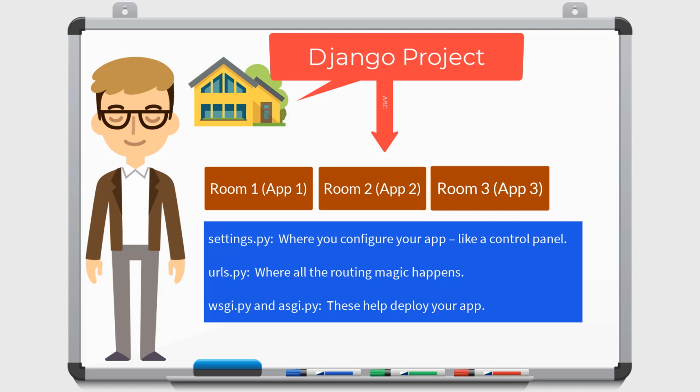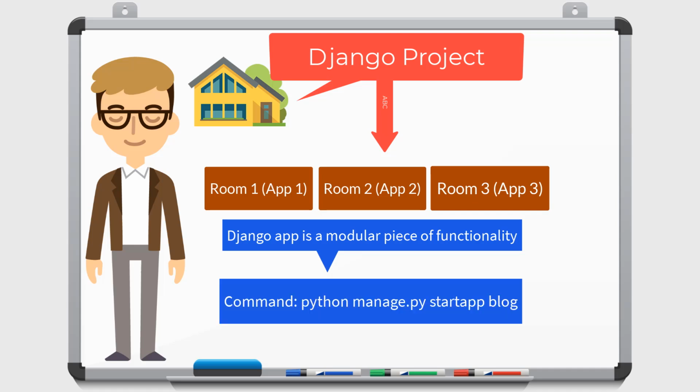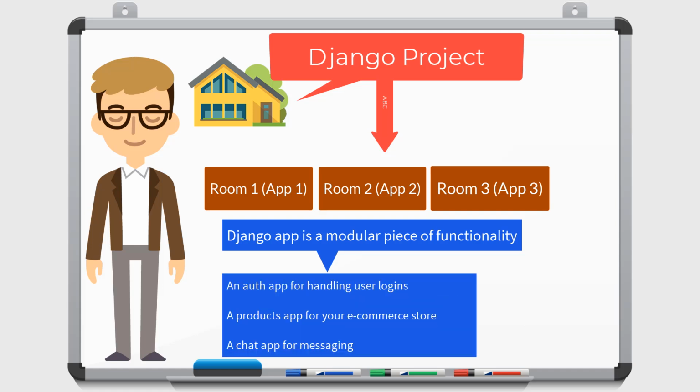All right, so now a Django app is a modular piece of functionality. You create one by running python manage.py startapp blog. That's an example anyway. So each app is designed to do one thing well. So you might have an auth app for handling user logins, a product app for your e-commerce store, a chat app for messaging. And the beautiful part is that one project can have multiple apps.